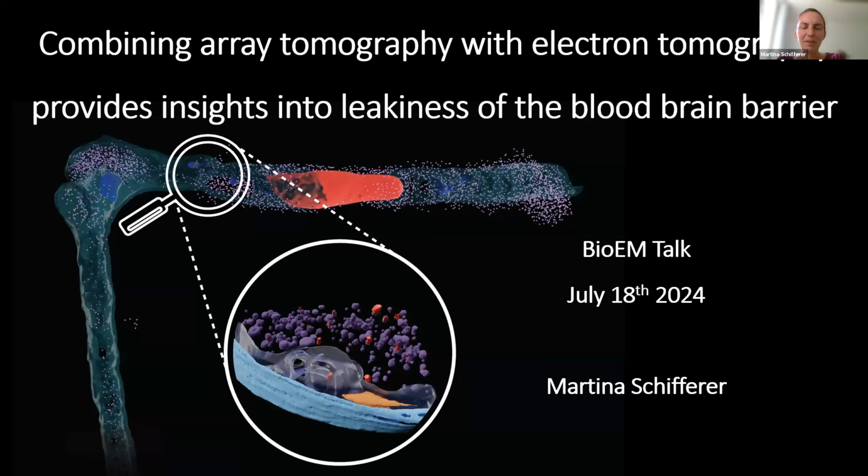And I'm happy to talk about our work here, which is about a method where we combine array tomography with electron tomography. And actually, this project started when we had basically a CLEM approach to study the blood-brain barrier. And I'll basically walk you through the first steps we did and where we saw the necessity to then develop a method where we combined both techniques.